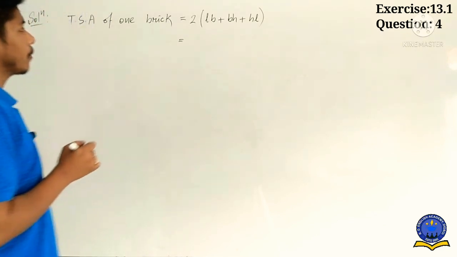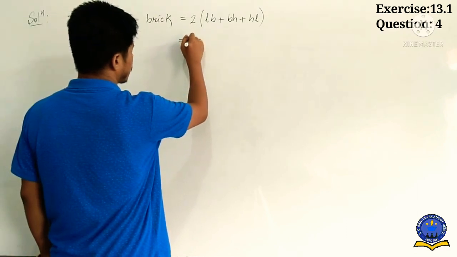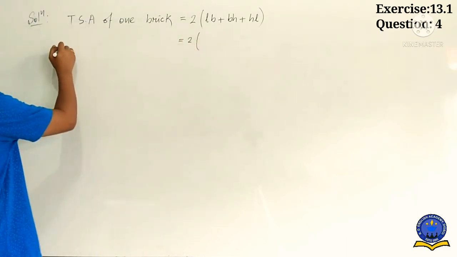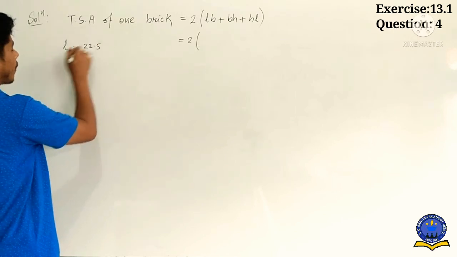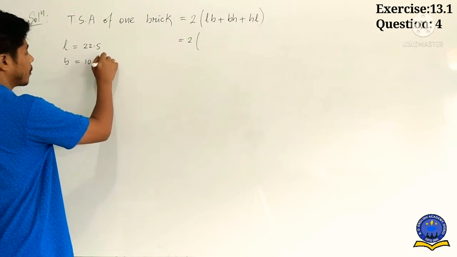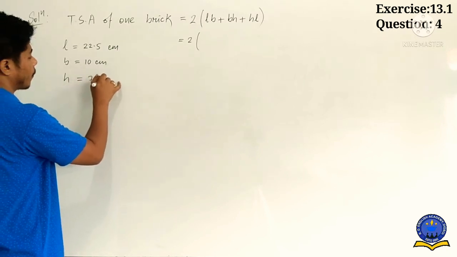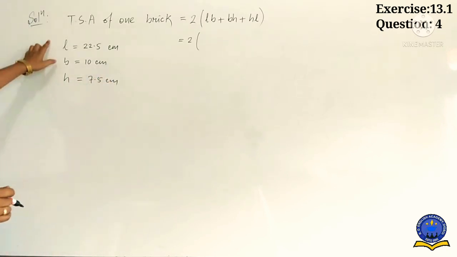Now we have to calculate this result, and the dimensions are given. Length is given as 22.5 centimeter, breadth is given as 10 centimeter, and the height is given as 7.5 centimeter. These three are given to us.